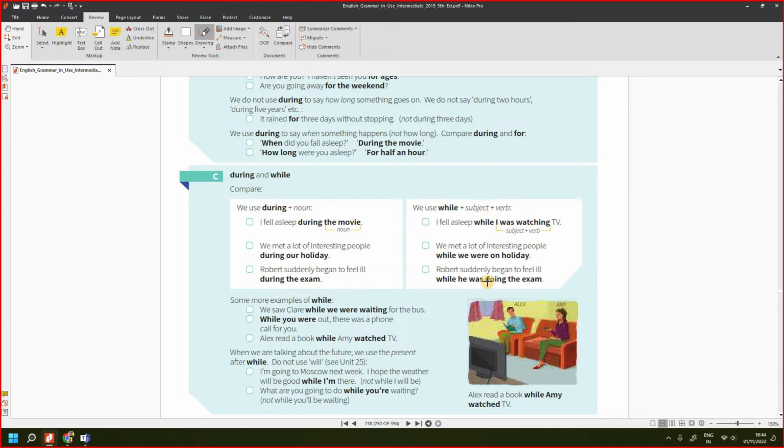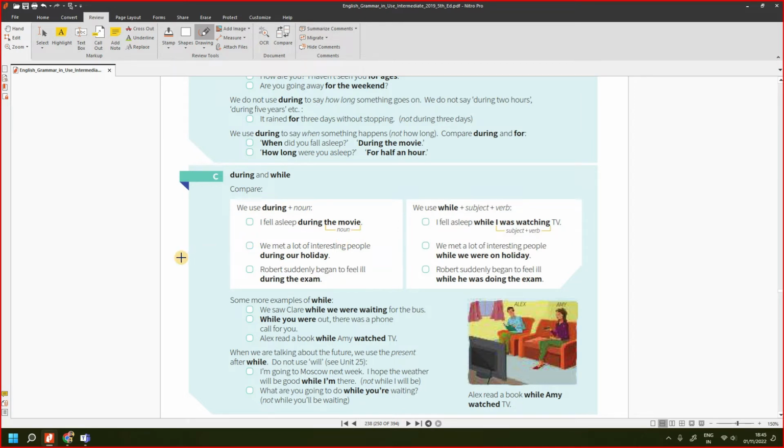Now what is the subject here? You see, I is the subject here. So we see that while has been used with I, and after I there is was, an auxiliary verb, and then we have watching, which is a main verb. So this has to be the construction. But in the case of during, it doesn't follow anything. During just comes with a noun. The next word should be a noun.